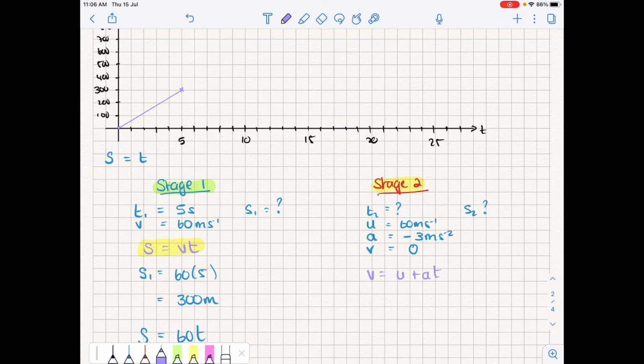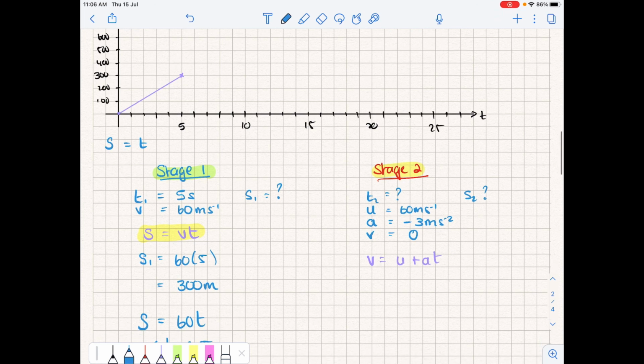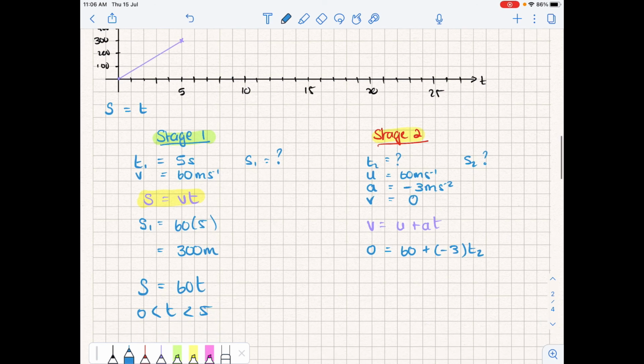So I'm going to plug in all my variables. Velocity is 0. Initial velocity is 60 meters per second. Acceleration is minus 3 meters per second squared. Time is going to be time 2, very important. Solving for that, T2 is going to give me 20 seconds. This tells me the second stage is 20 seconds long.